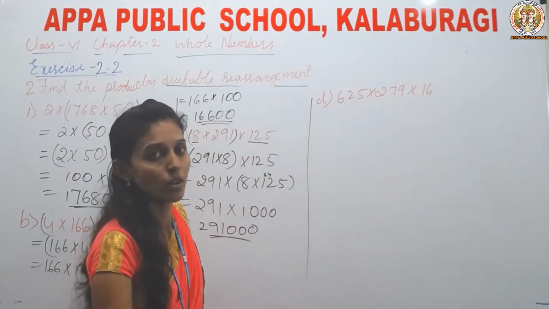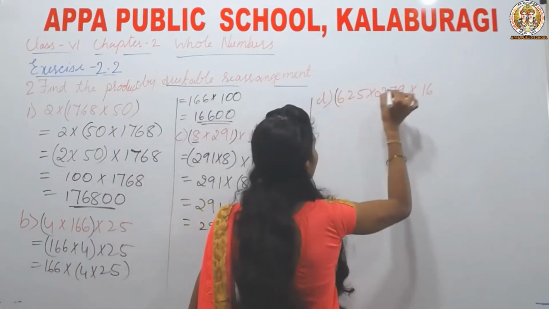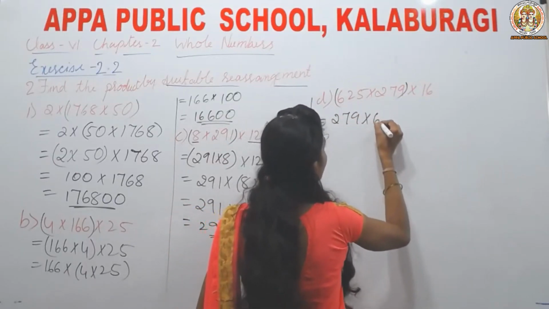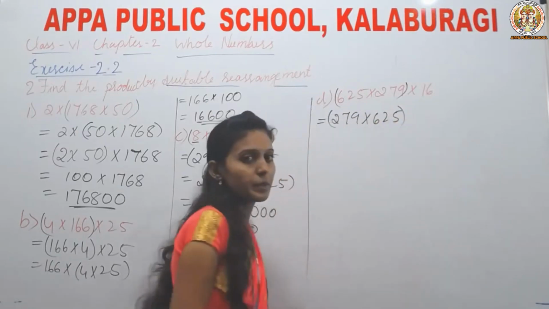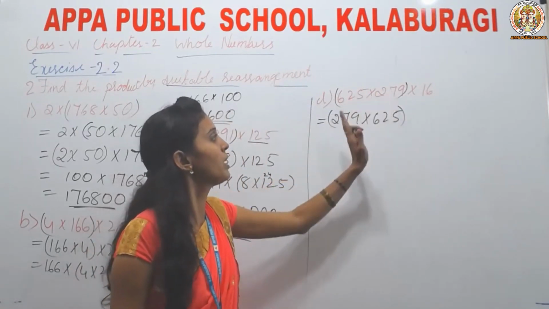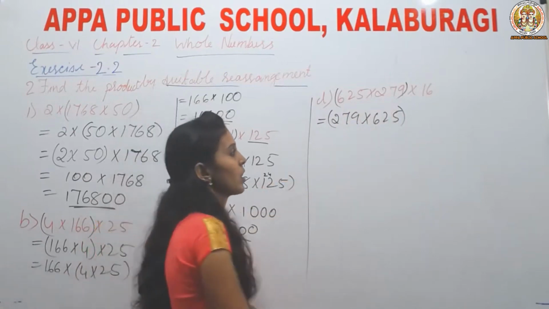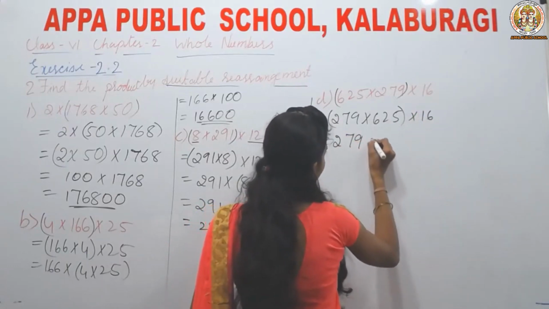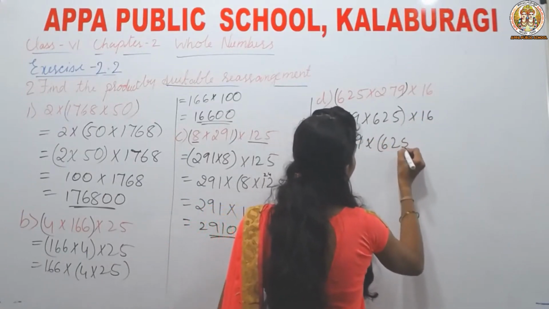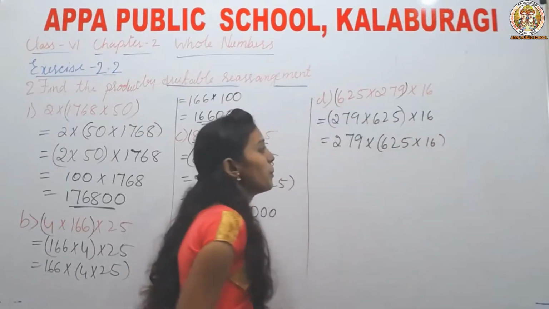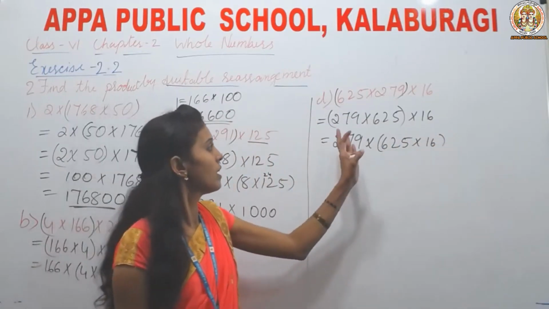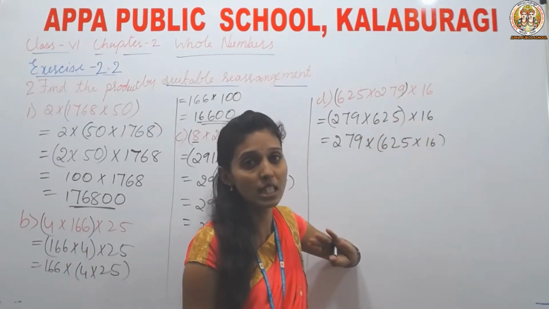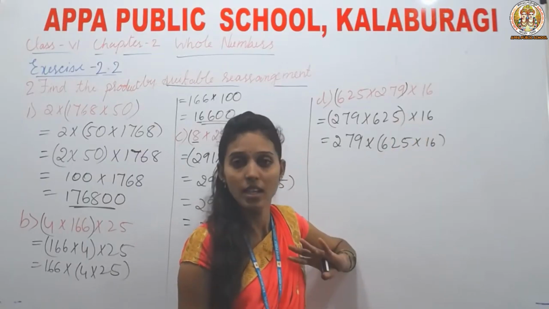So obviously use the properties. Now, use the bracket for these two numbers, so I can exchange the numbers using the commutative property. Commutative property, A into B equals B into A, into 16. Now, using the associative property, I can exchange the brackets. So, I can multiply these two numbers first or these two numbers first. There is no difference in the answer.